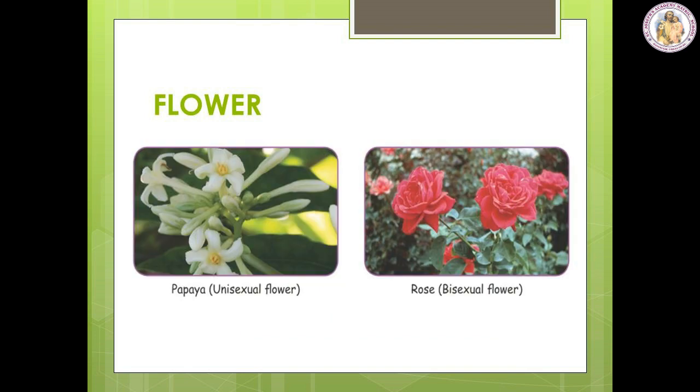The flowers which contain either androecium or gynoecium are called unisexual flowers. Example: corn, papaya, cucumber. The flowers which contain both androecium and gynoecium are called bisexual flowers. Example: mustard, rose. To attract the pollinators, for example insects, plants are bright in color and produce smell in their flowers.